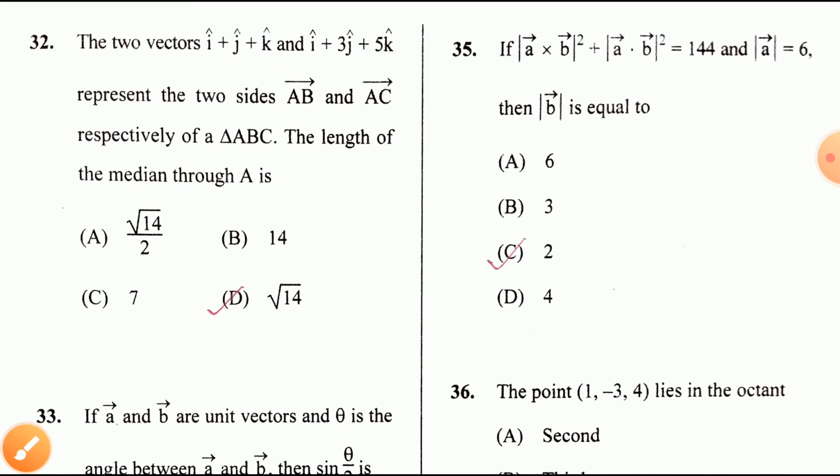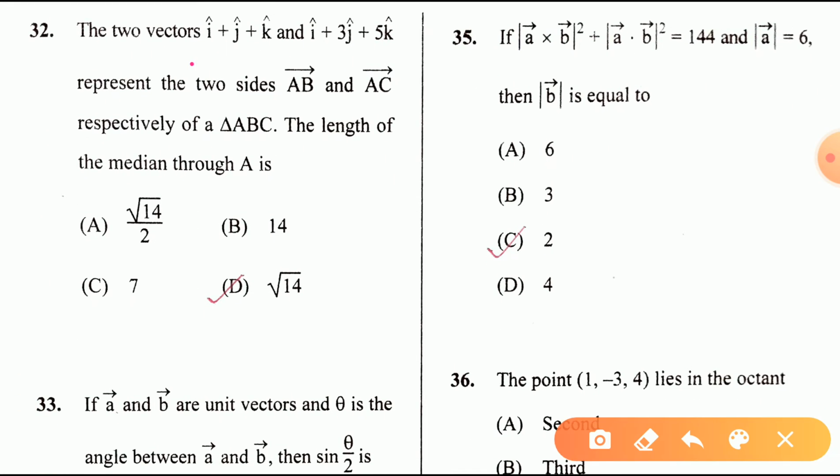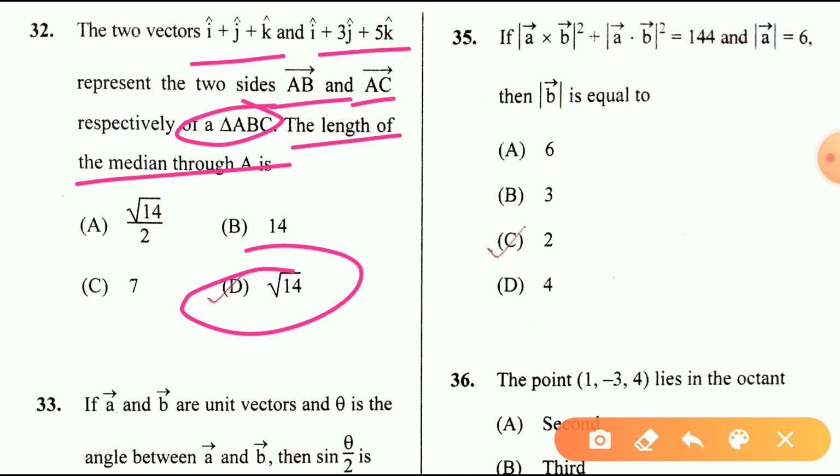Next, question number 32. If two vectors i plus j plus k and i plus 3j plus 5k represent two sides, vector AB and vector AC respectively, of a triangle ABC, the length of the median through A is root 14.